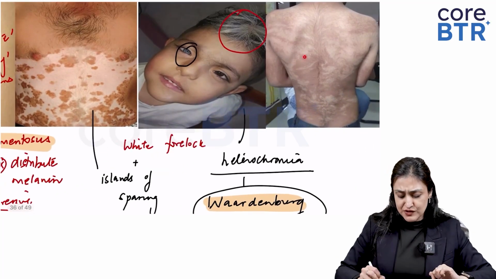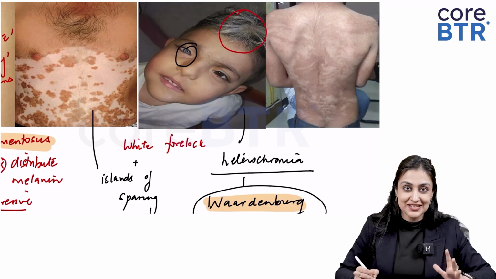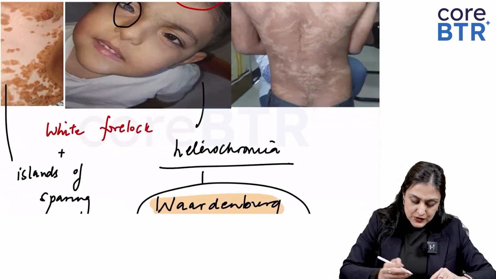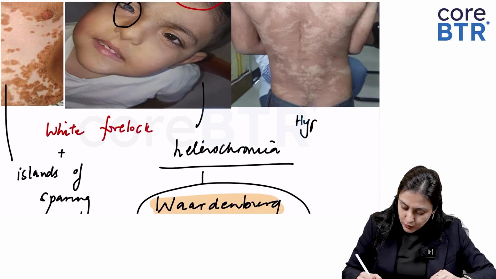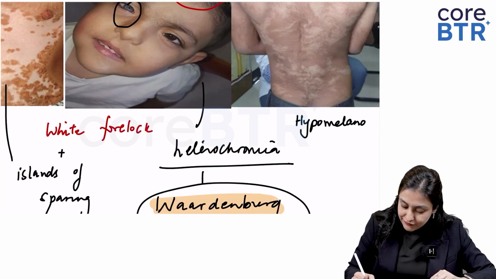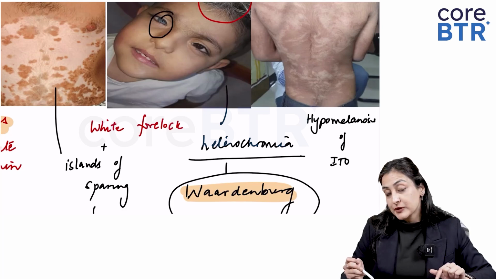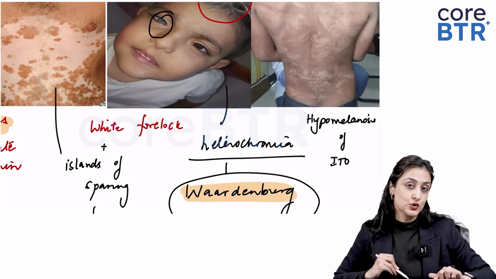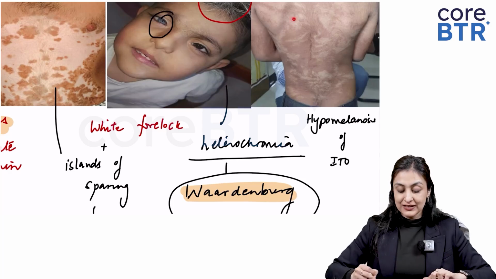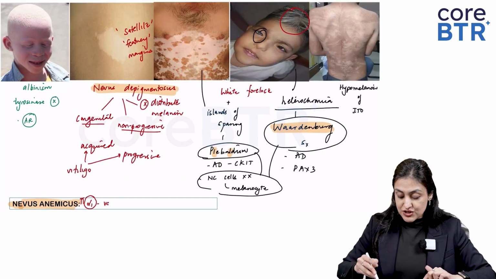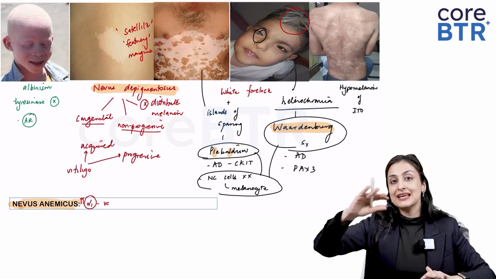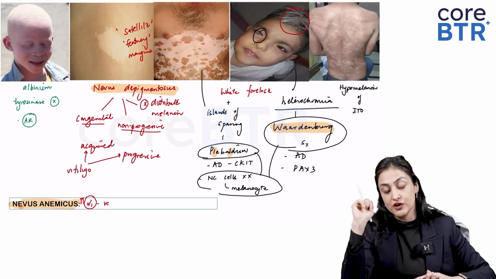Look at this appearance. Looks like a marble cookie, isn't it? So hypo and hyper. This is what is called hypomelanosis of Ito, not nevus of Ito. Hypomelanosis of Ito, where you have this hyperpigmentation along the Blaschko's lines. So these are the Blaschko's lines, which are the lines that represent the embryological origin of the skin.